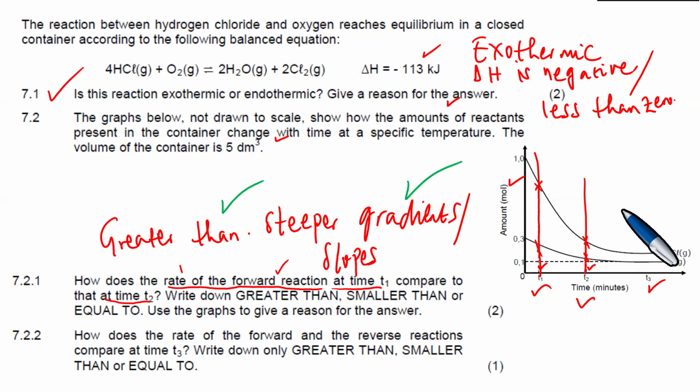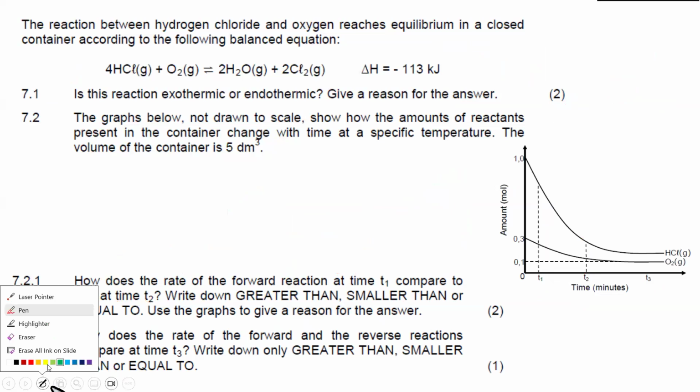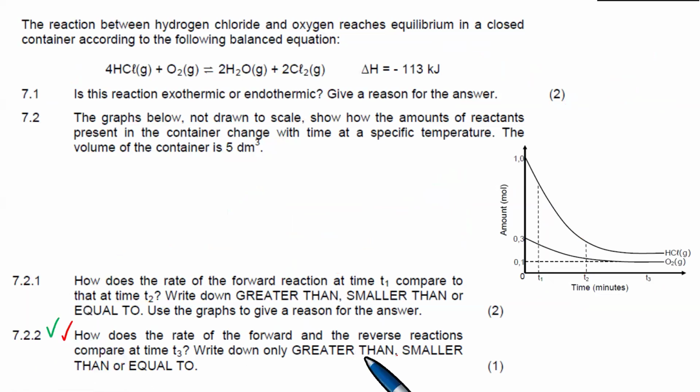Let's move to the next question. The next question is 7.2.2. How does the rate of the forward and reverse reactions compare at time T3? Only greater than, smaller than, or equal to? We analyze that. So in this question, how does the rate of the forward reaction and reverse reaction compare at time T3?